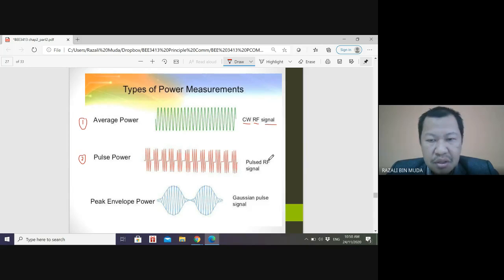The second one is pulse power. This kind of signal is measured from a pulse RF signal. Okay, pulse RF signal, you measure pulse power. The third one is peak envelope power. Peak envelope power is measured using a Gaussian pulse signal. So this is the technique to measure power for double sideband suppressed carrier and single sideband suppressed carrier. They are using this peak envelope power.